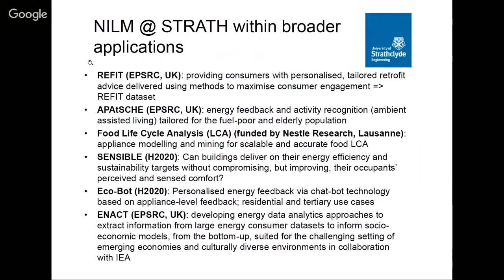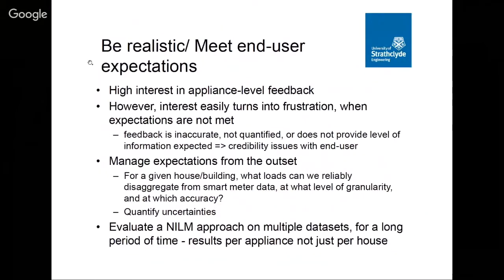It made me understand that there is a varied requirement for NILM across the sector, and we need to have some good evaluation methods that take the user requirements into account. So the bottom line is there is high interest in appliance level feedback from a range of sectors, not just smart homes, but we need to meet end user expectations.